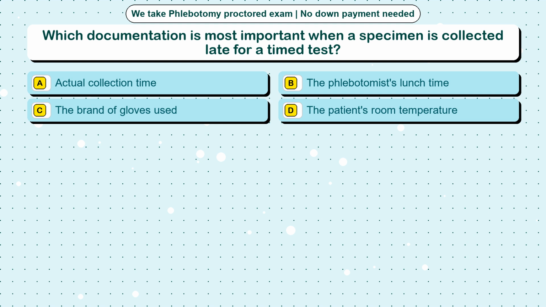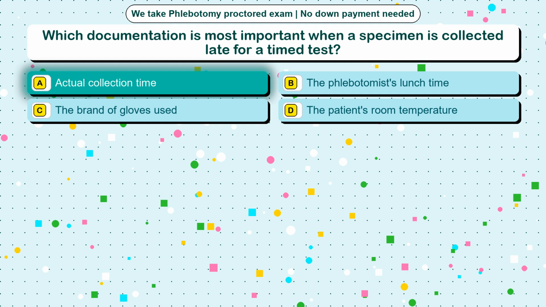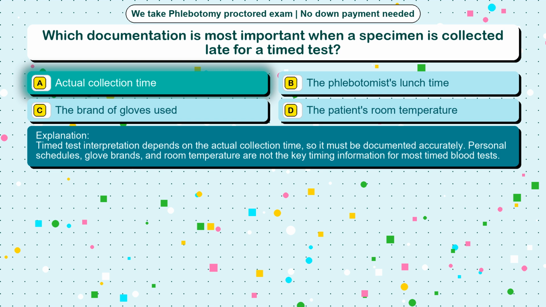Option B, the phlebotomist's lunch time. Option C, the brand of gloves used. Option D, the patient's room temperature. The correct answer is option A, actual collection time. Timed test interpretation depends on the actual collection time, so it must be documented accurately. Personal schedules, glove brands, and room temperature are not the key timing information for most timed blood tests.